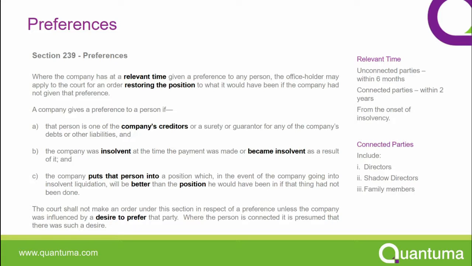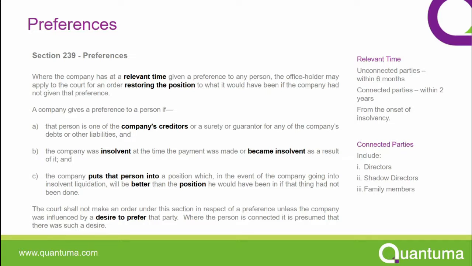For a preference payment to a creditor to be successfully challenged, the office holder will need to establish the following. Firstly, that the company was insolvent at the time the payment was made or became insolvent as a result of it. Secondly, that by entering into the transaction, the beneficiary creditor was put into a better position than other creditors. And finally, in entering into that transaction, there was a desire to prefer that creditor.